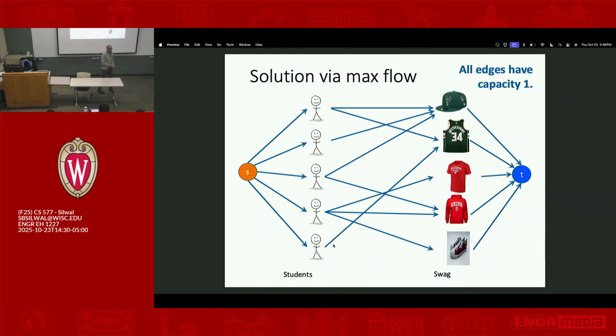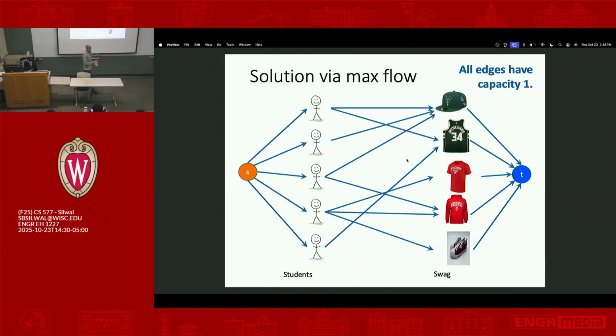We're going to have a source that connects to all the students, and let's direct all the edges, because in flow we need the edges to be directed. Then we're going to have a sink that connects to all the stuff. The intermediate edges are basically whatever the preference of the student was. We just kept them. We didn't change them. So that's the graph.